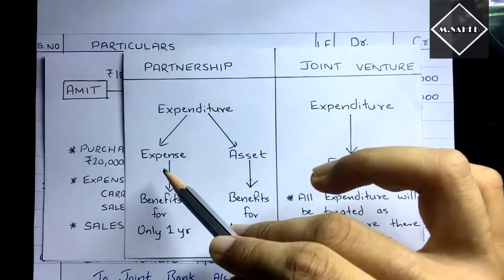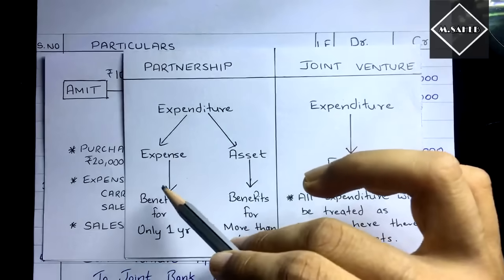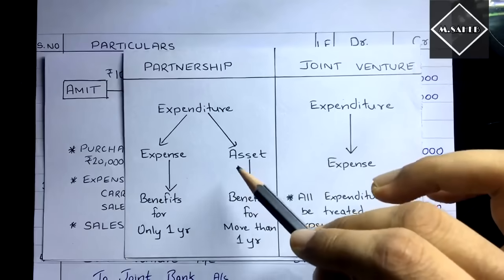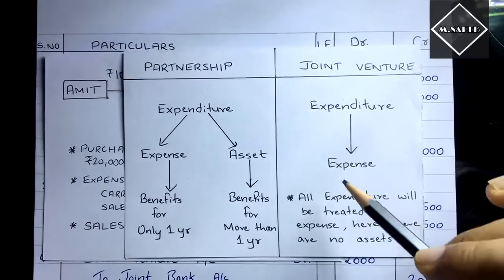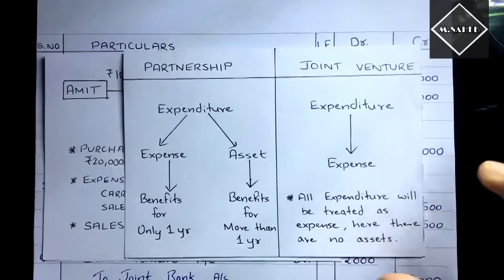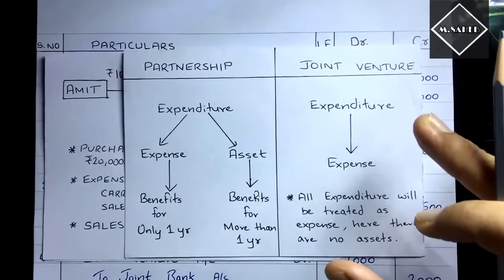In normal accounting, if you pay for rent, then it will be rent account debited to cash. And if you purchase an asset, then it will be asset account to cash. But here the entry will be the same. We will see the entry later. So here there will not be any asset. Here everything will be treated as an expense.